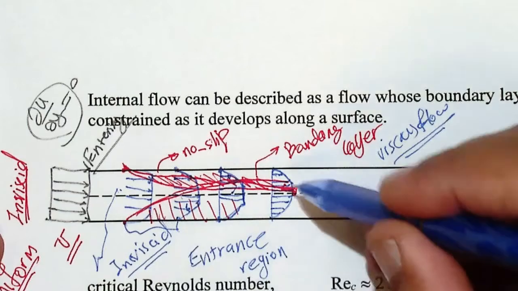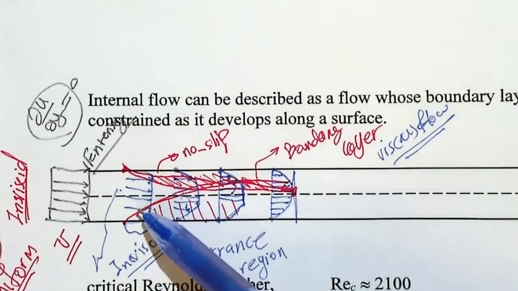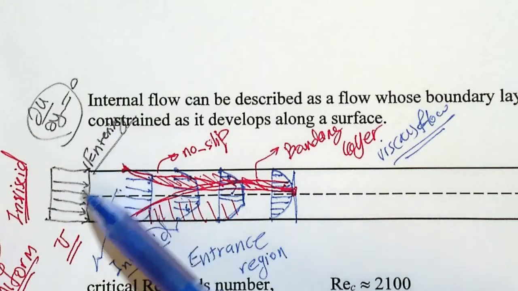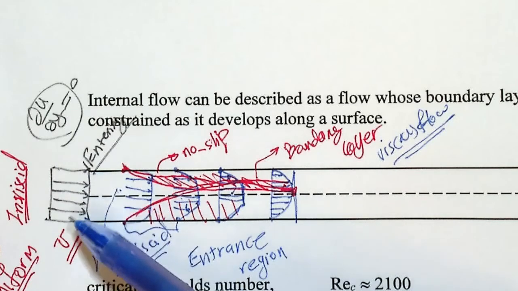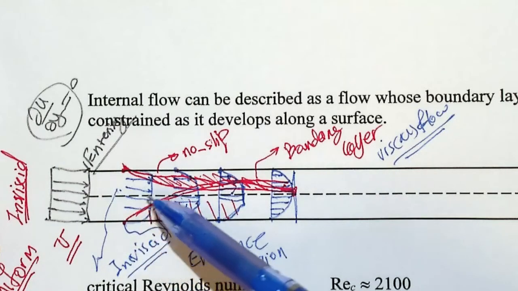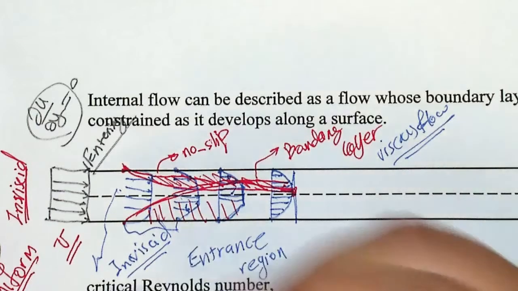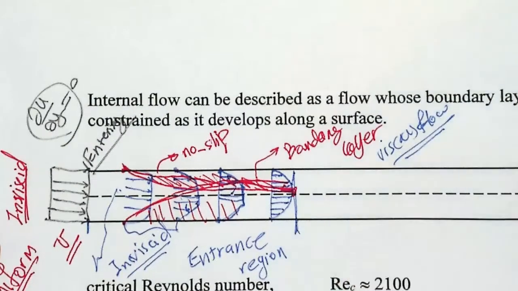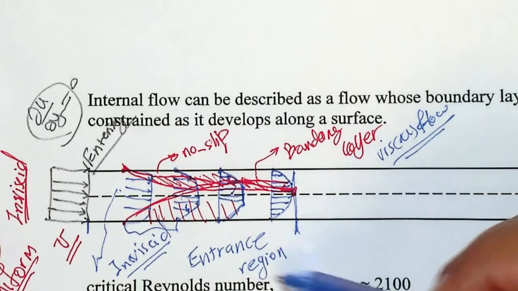In the entrance region, you have this inviscid core from the entering part, where you have fully inviscid flow, until the boundary layers grow and reach each other. The core is the whole cross-section area at first, but it's going to shrink to 0, and then you have fully viscous flow. That's from the entering part to when the flow is fully parabolic and the boundary layer grows to the center. That would be your entrance region.